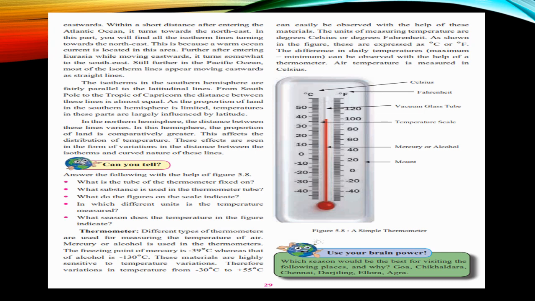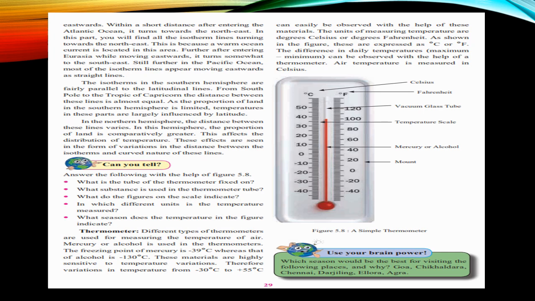As we have seen that temperatures get influenced by the latitude, है ना? You can see in the southern hemisphere. Yes. In the northern hemisphere, the distance between these lines varies. While coming to the northern hemisphere, इनके बीच का distance बहुत vary करता है. In this hemisphere, the proportion of land is comparatively greater. This affects the distribution of temperature. These effects are seen in the form of variations in the distance between the isotherms and the curved nature of these lines. Now, these are the effects that we have seen.